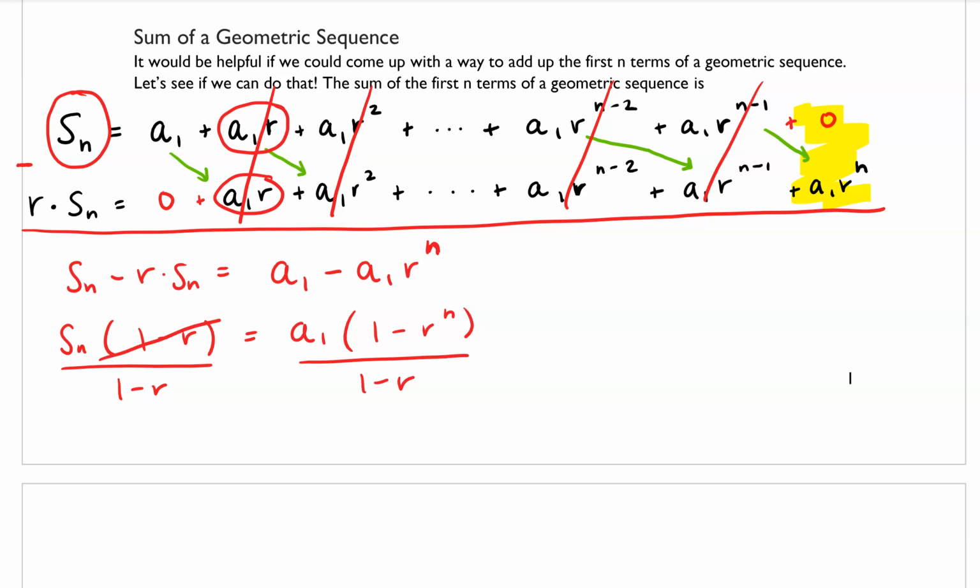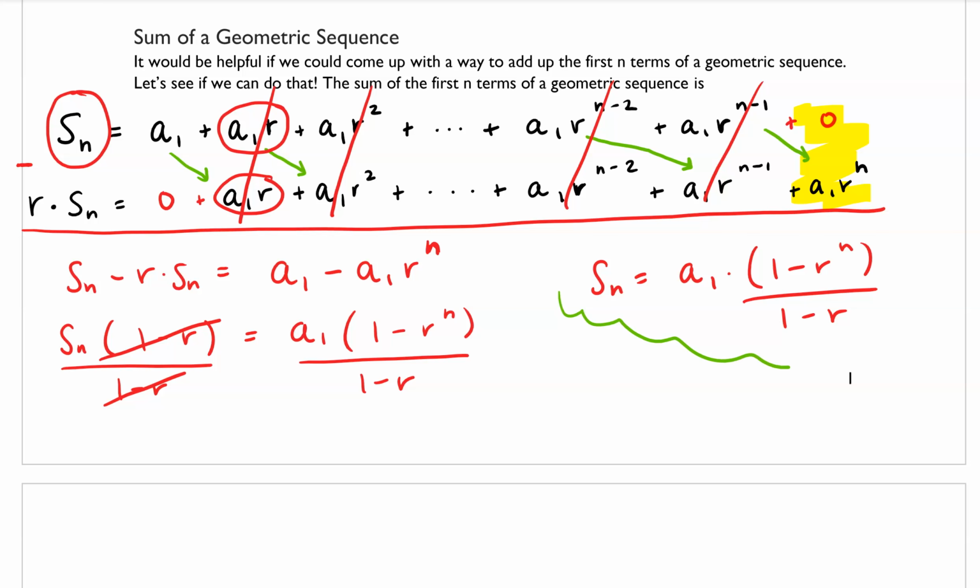So if I do that, these parts will cancel out, and so I will be left with s sub n equals a sub 1 times 1 minus r to the nth power over 1 minus r. Congratulations, you just helped me to derive the formula for the sum of a geometric sequence.